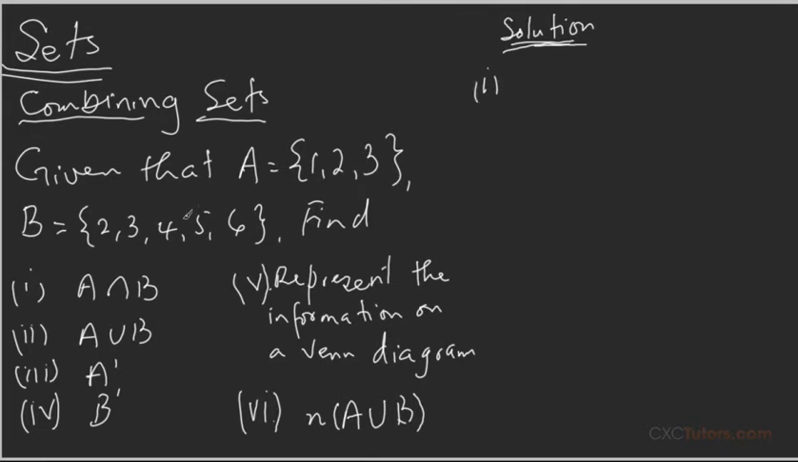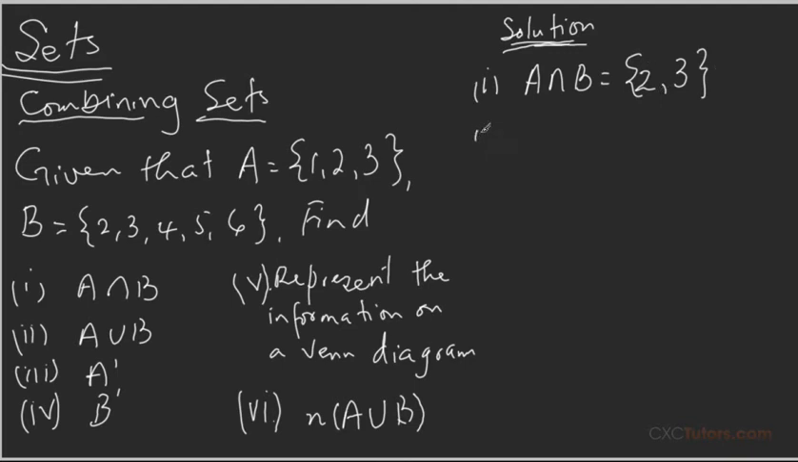Now, to find the intersection, we look at set A and set B, and then we find the elements that are common. Looking at set A, 1 is in set A, but 1 is not in set B, so that is not a common element. So, we go to the other element that is in set A, which is 2. We look in set B, it's common, so 2 is one of the common elements of A and B. Then we look at 3 in set A, it's also in set B, so the other element is 3. And then this one is finished. So the intersection of A and B is 2 and 3.